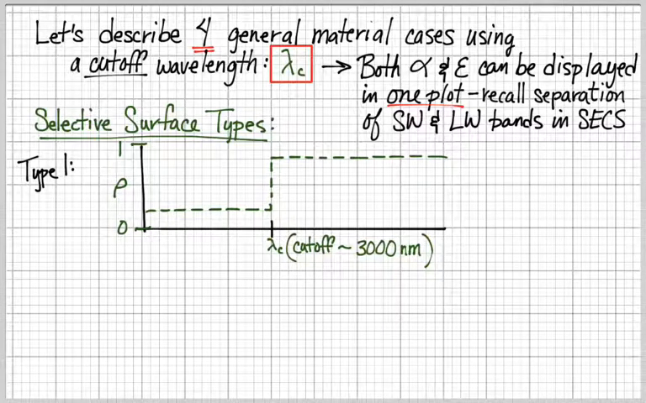A type 1 selective surface, you'll see that it has low reflectance in the shortwave band, wavelengths less than 3,000 nanometers, and high reflectance in the long wave band.